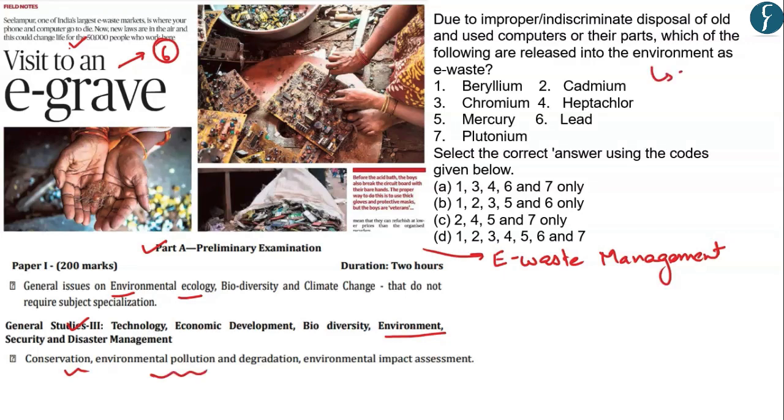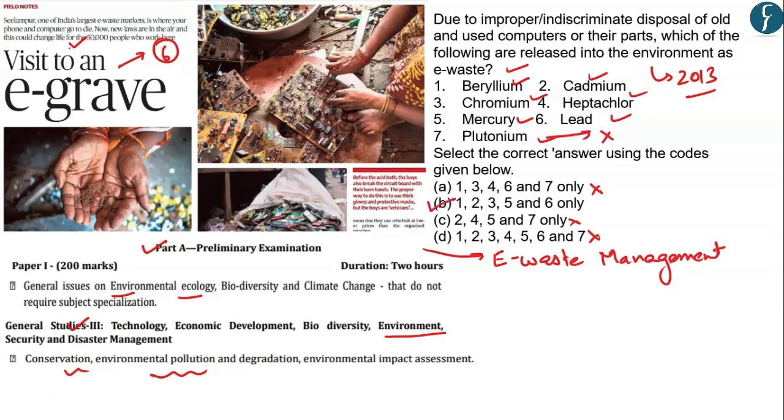In 2013, there was a question which talked about improper, indiscriminate disposal of old and used computers or their parts, and which of the following are released into the environment as e-waste. We had to identify among beryllium, cadmium, chromium, heptachlor, mercury, lead, and plutonium. This question is very easy because plutonium is a radioactive material which is not released as e-waste. So remove 7 from all the options. A is gone, C is gone, D is gone, and the correct answer would be option B.